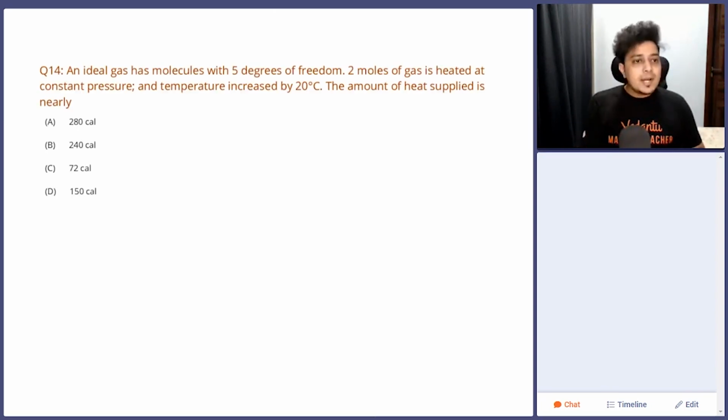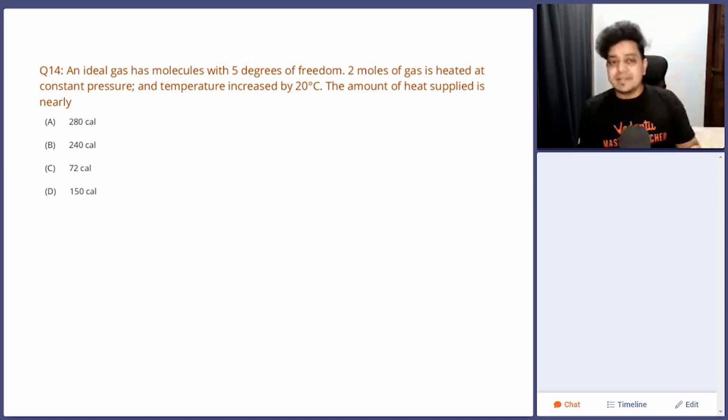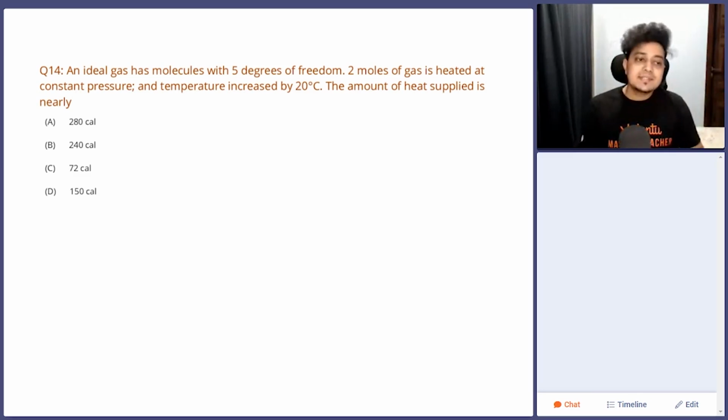An ideal gas has molecules with 5 degrees of freedom. 2 moles of gas is heated at constant pressure and the temperature increases by 20 degrees Celsius. The amount of heat supplied to the gas is nearly equal to. Okay, so there's an ideal gas whose degrees of freedom are given.